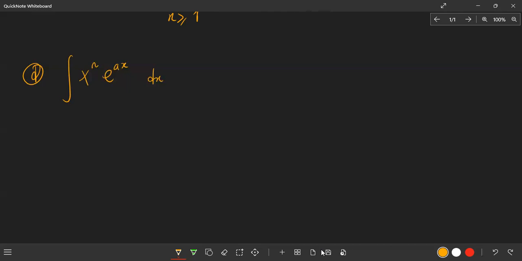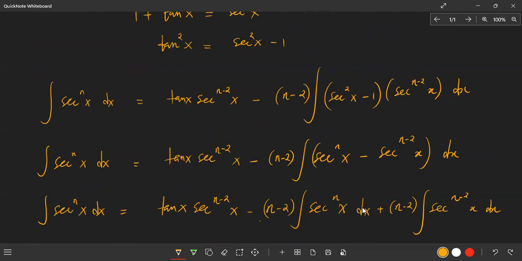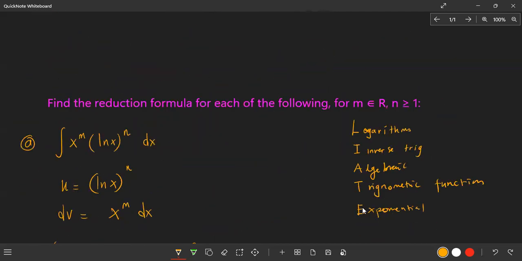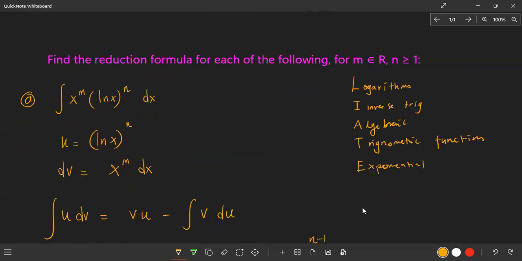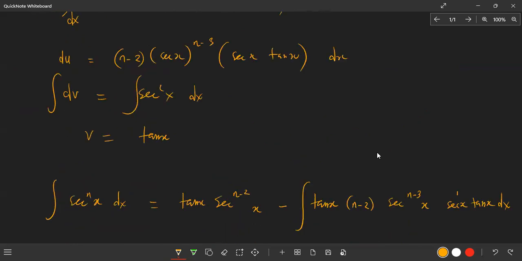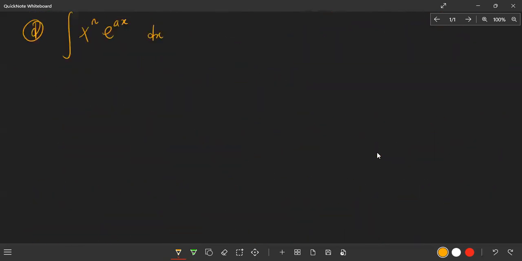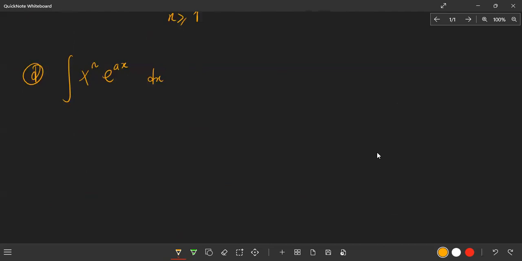So according to that order, remember that order that we wrote somewhere there. LIATE. If you notice, our question here has exponential, and exponential is the last priority. So it means that our algebra, which is x power n, will be our u, isn't it? So our u will be equal to x power n, meaning what remains contributes to dv. So dv is equal to e to the power ax dx.